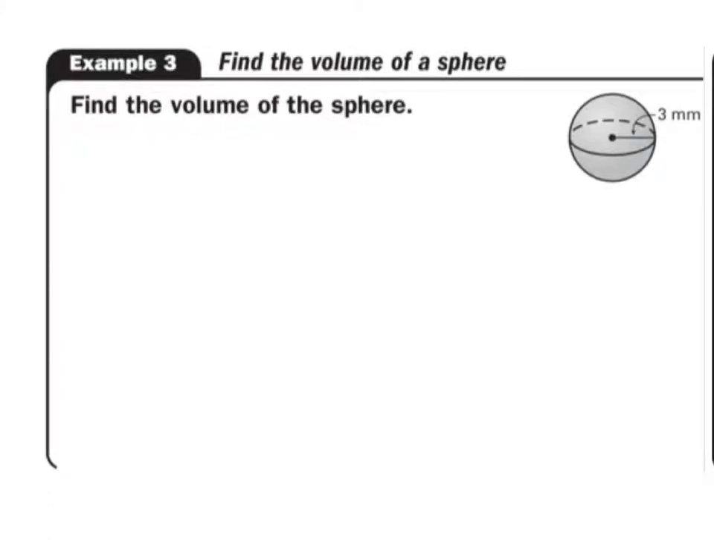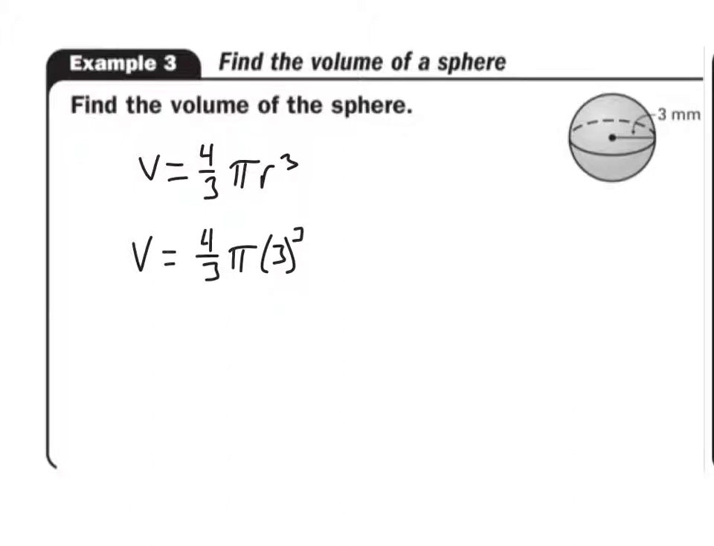So here we go, our first example. Find the volume of this sphere. The radius of this sphere is what? 3. It's just a very easy matter of plugging that in, folks. 4/3 pi r cubed. All right, so our volume equals 4/3 pi times 3 cubed.